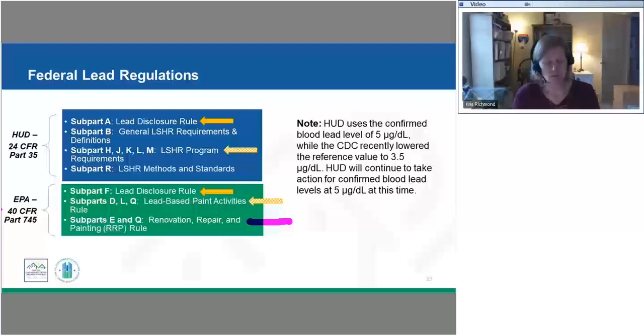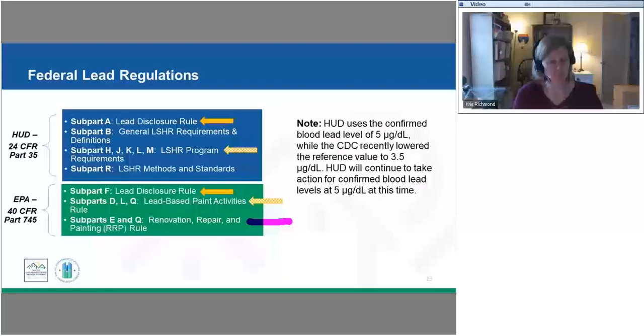All right, so the Lead Safe Housing Rule covers multiple activities. Today we are focusing on Subpart H, project-based assistance. You will see that we're also going to be discussing Subpart A, disclosure. Like I said, we're going to cover Subpart H, and then we're also going to be looking at Subpart R, what are the methods and the standards for following that.